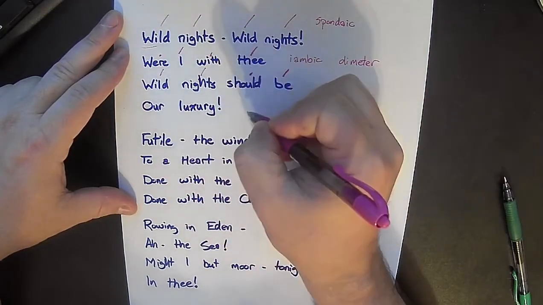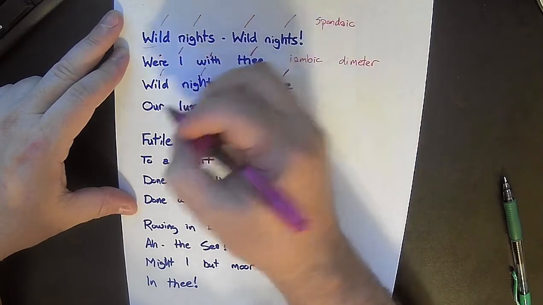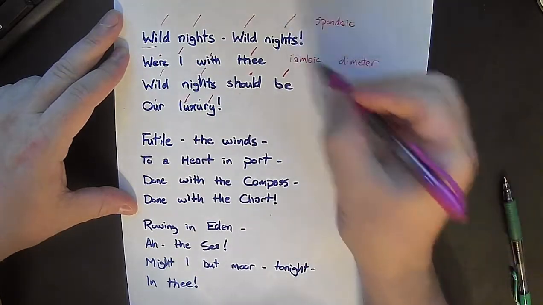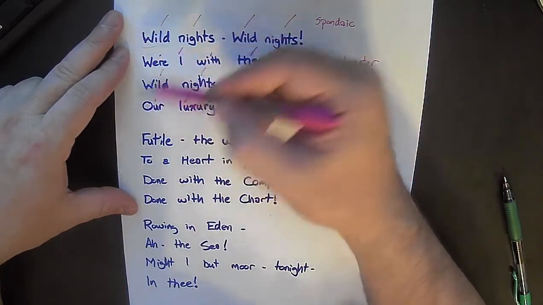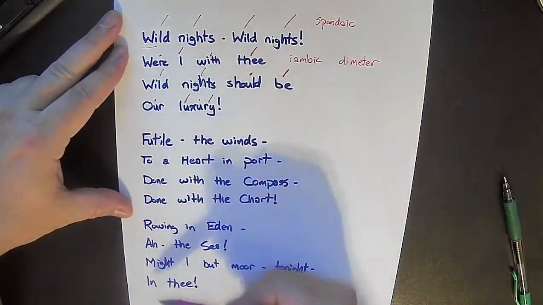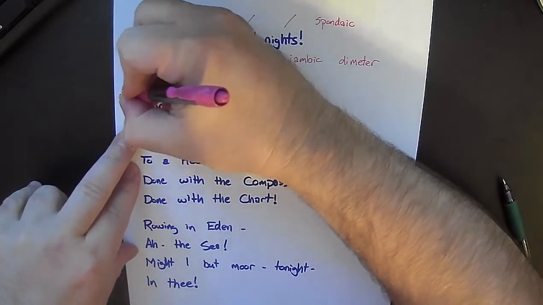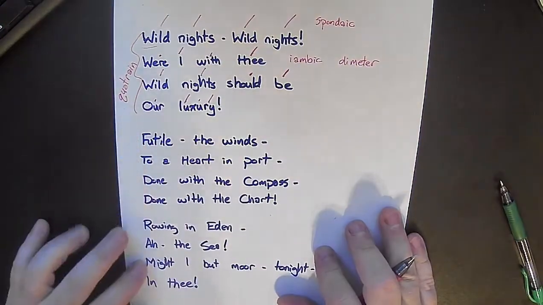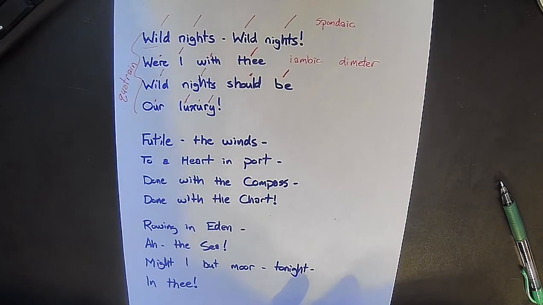Our luxury. I think that's going to be our luxury, the continuation of the iambic dimeter. So we've basically got 4 syllables, 4 lines. So we've got 3 quatrains here. This whole thing, we might as well write that down, to keep all of our poetry terminology straight. Looks like she's setting up 3 quatrains, and they are going to be in something like an iambic dimeter.